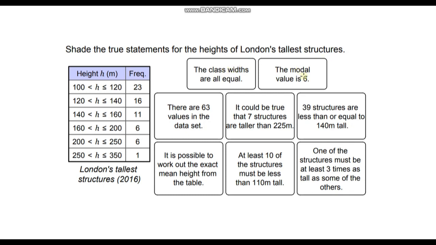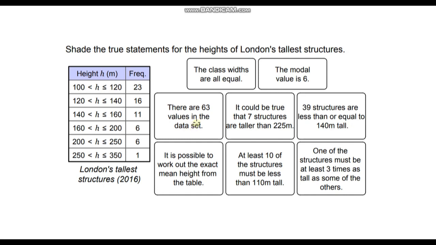The next one, the modal value is 6. Now, you might be tempted to say true because there are 2 6s, but that's not how we calculate the mode. To calculate the mode, we do look at the frequency column, but what we're looking for is the highest value. So the highest value here is 23. That's the most common. So we look at this category here. So 100, which is less than h, which is less than or equal to 120, that is the modal interval. Okay, there was the most number of London structures at that height. So this one is also false. Okay, the next one, there are 63 values in the data set.